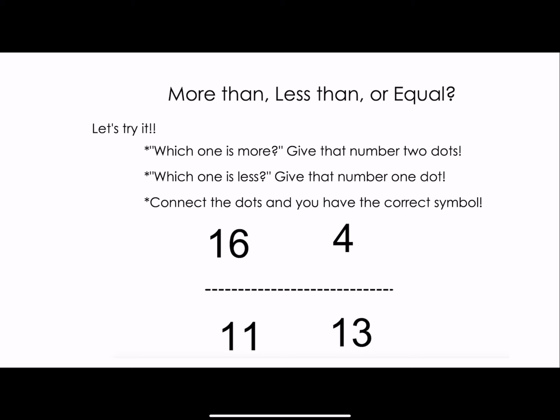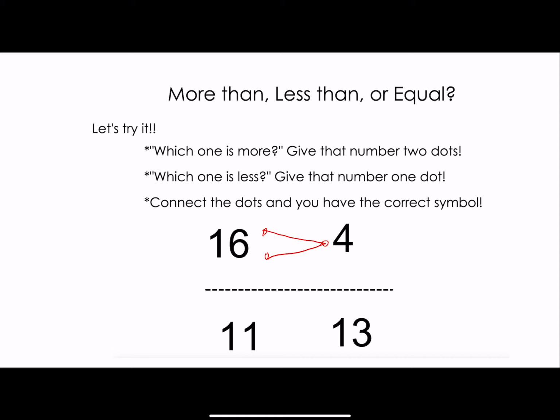Let's try it on our own. Let's compare. So which one is more? So 16 and 4. Well, 16 is more, so he gets the 2 dots. And 4 gets the 1 dot. We connect the dots, and then we read our symbol. 16 is greater than 4.